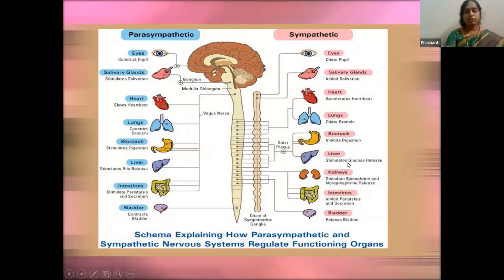In this way, the liver under the sympathetic stimulates glucose release, and under the parasympathetic the liver stimulates bile release. Even the bladder, the sympathetic relaxes the bladder, whereas the parasympathetic contracts the bladder. So in this way, it shows an effect on the various organs, when we are in tension or when we are in a relaxed situation.